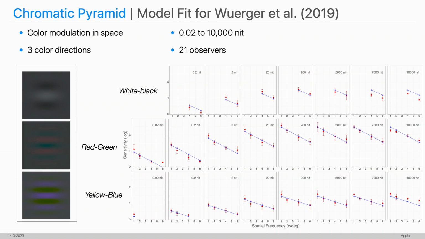Now, there are some failures of the model. You can see here at very high luminances, there's a departure there, and that probably has to do with pigment bleaching or something of that kind.